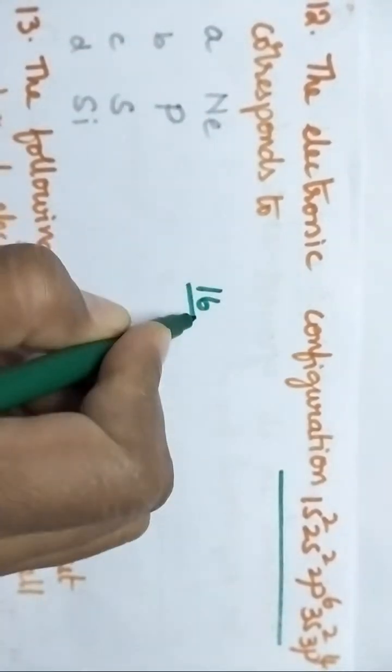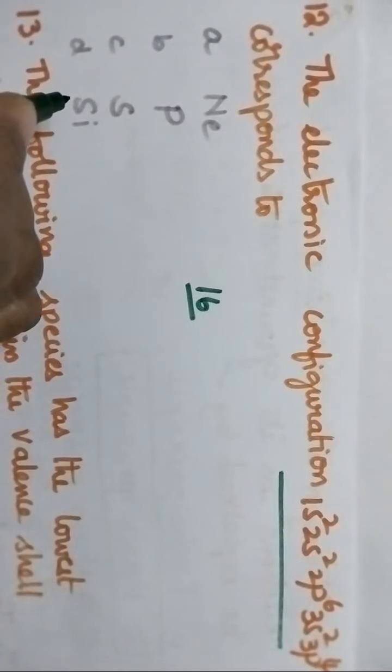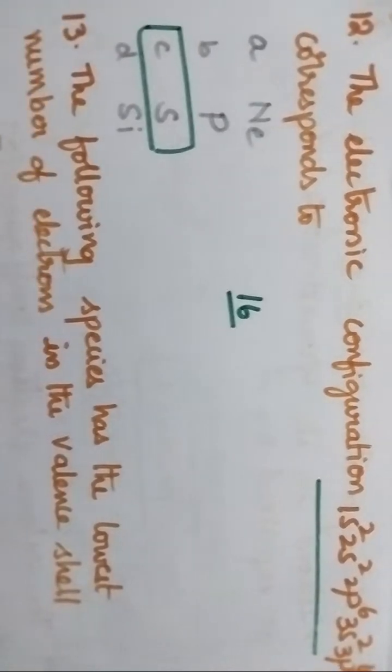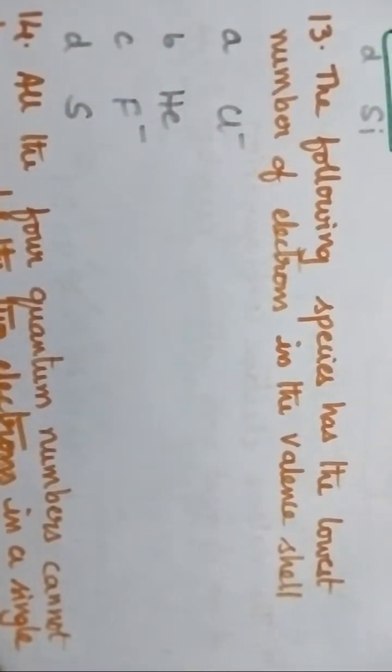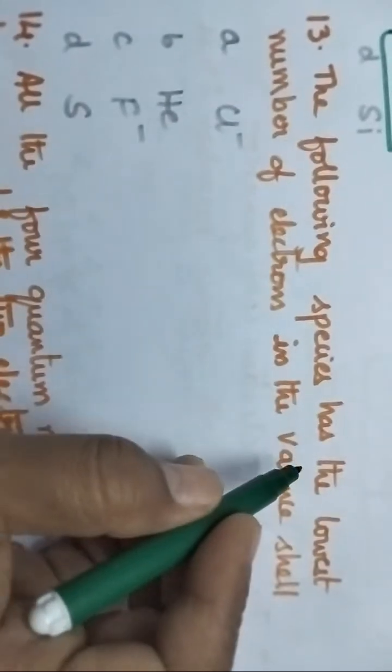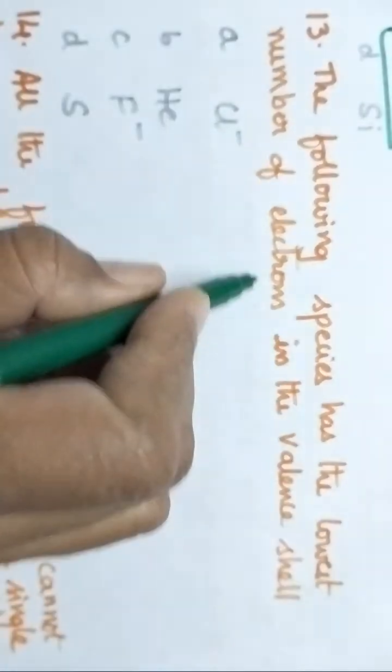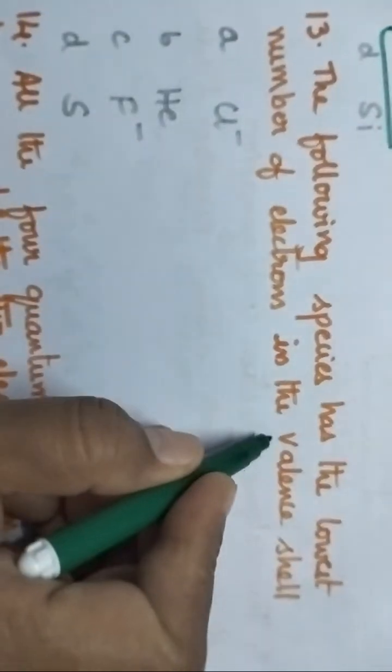Atomic number is 16. Sai, very good. Option C is the right answer. Swati, wrong answer. The following species has the lowest number of electrons in the valence shell.